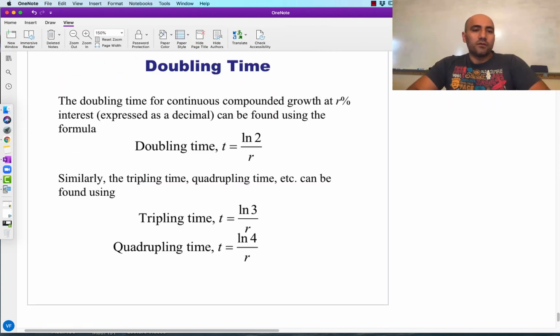So here it is. The doubling time for continuously compounded growth at r interest rate expressed as a decimal can be found using this formula. And then tripling it would be t equals ln of 3 over r. And quadrupling your investment would be t equals ln of 4 over r. Right? So pretty straightforward formulas.